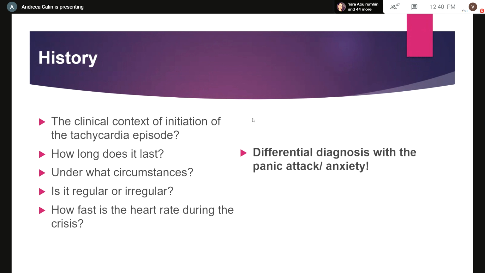So when we are in front of a patient with palpitations, we should ask which was the clinical context of initiation of the cardiac episode, how long it lasts, under what circumstances it appeared, and whether it is a regular or irregular kind of palpitation, if the patient can give us this information. It is important. And also how fast the heart rate is during the crisis, important for the differential diagnosis. The differential diagnosis, especially in younger individuals, has to be made with a panic attack or a state of anxiety.